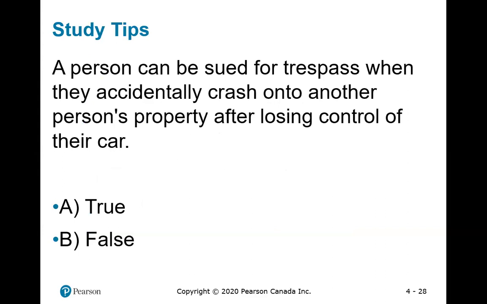True or false? That's false. You're right, because they accidentally crash on another person's property. Okay, so that's false. One thing is, let's say you're running from a bear. We're in Canada, so bear is relevant. So you're running from a bear and you enter someone else's property. Is this trespass? Running from a bear? Yes, it is. It's trespass.